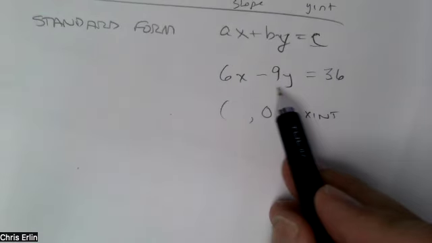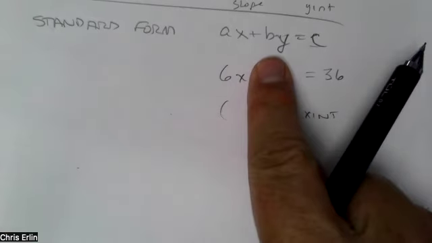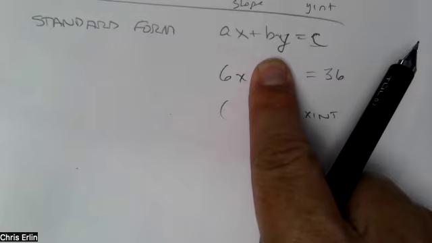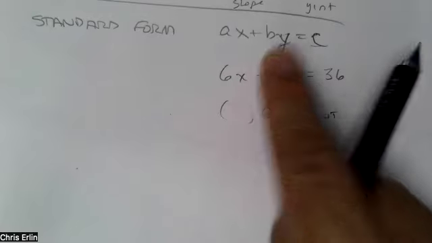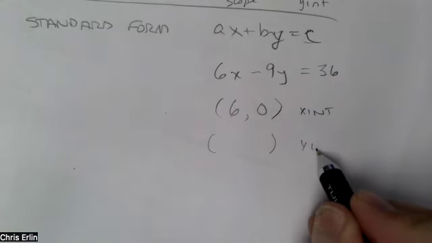So if I consider that this y value is 0, negative 9 times 0 is going to be 0. So if 6x is 36, what's x? 6. There's our x-intercept.